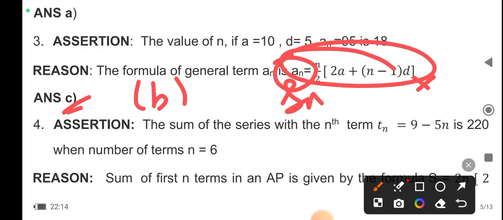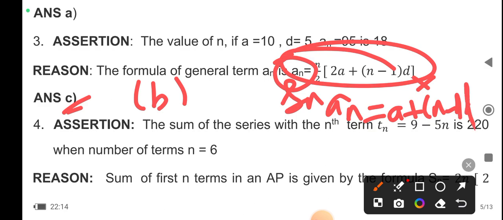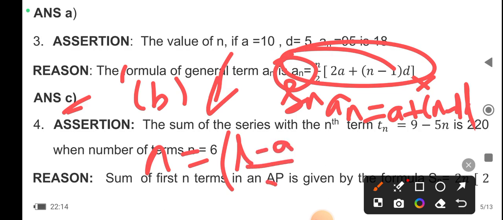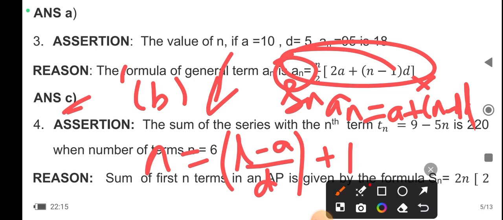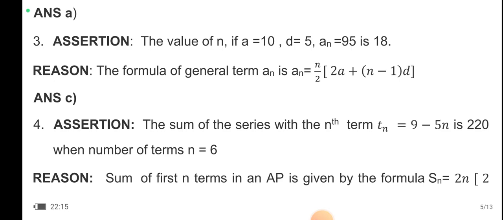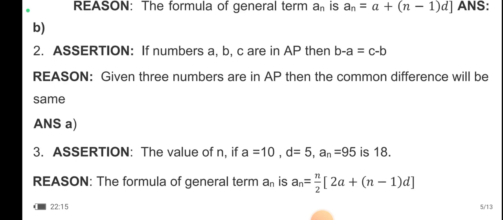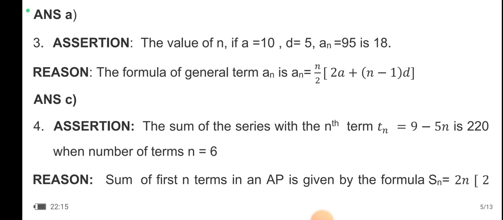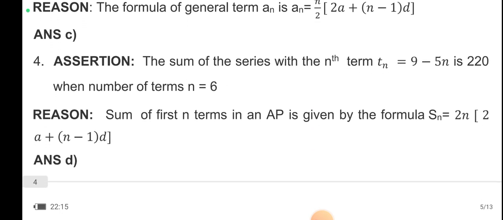Suppose in this, instead of this formula, they had given an equal to a plus n minus 1 into d, then the reason would also be correct. Instead of that, I may even give the reason n equals L minus A by D plus 1. Another formula is there. Even in the audition mandal, they applied this formula. If they give that also, it's a correct reason. So always learn some other new things also for assertion reasoning, because they will give one reason and we want to know whether it is correct or not.